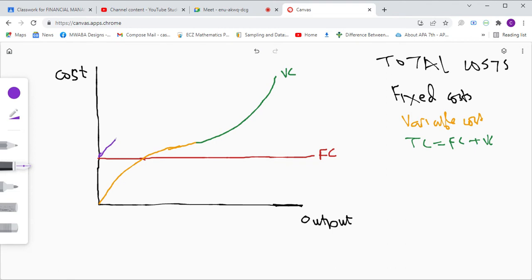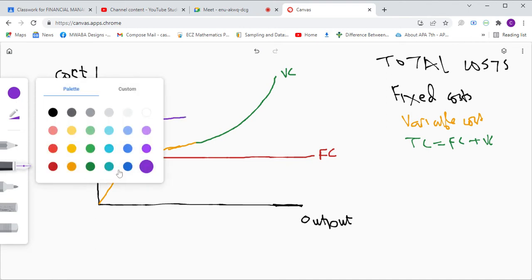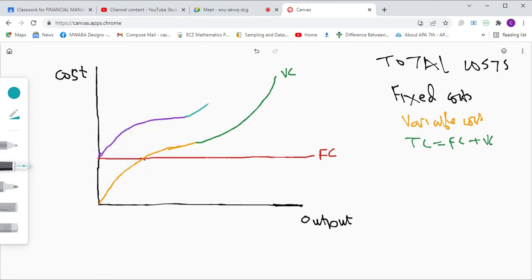So the total cost graph, the total cost curve, right, is going to begin on the line of the fixed cost, right? We're going to have it like this, increasing, increasing, increasing. Then it comes like this, right? These are the total cost. All right. So now we're going to explain why the total cost curve and the variable cost curve are like this.